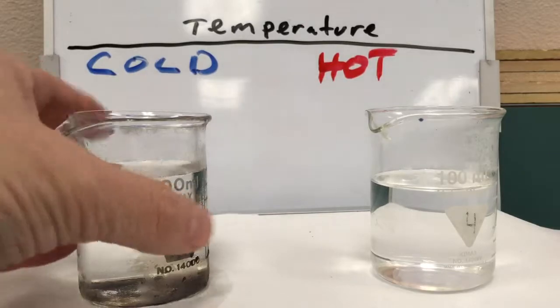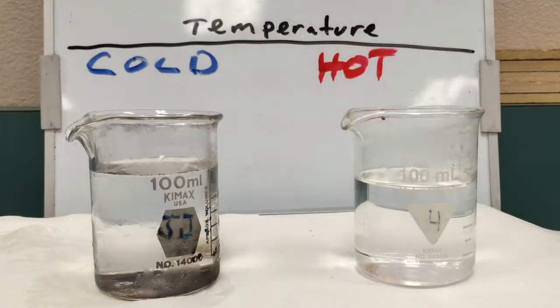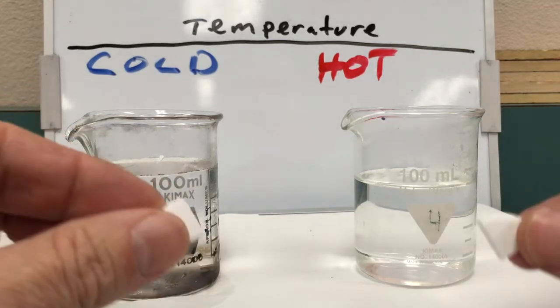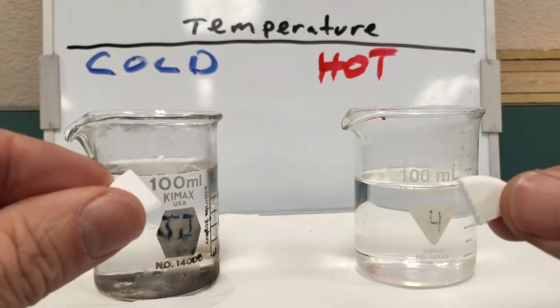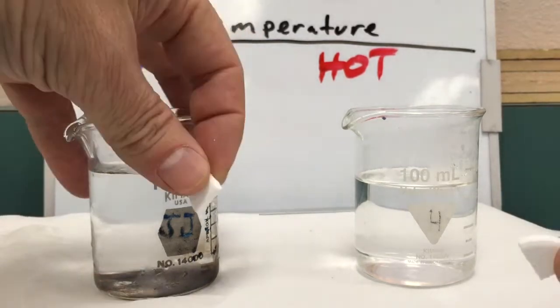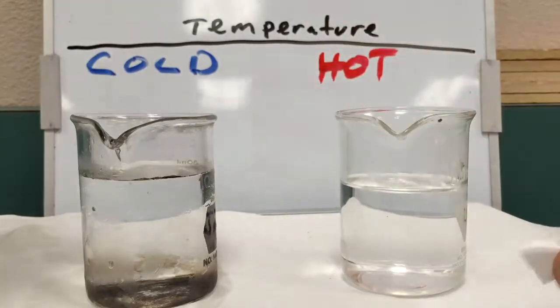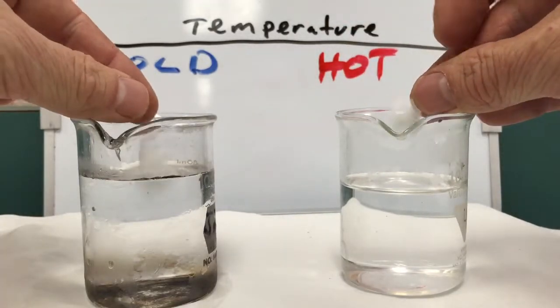So I got cold water here, and I have hot water here. And what we're going to use is half Alka-Seltzer tablets, and we're going to put them in and see what happens to the reaction rates. So I think I'll do this at the same time. And I'll turn them so you're looking at the clear glass. So put them in, ready, go.